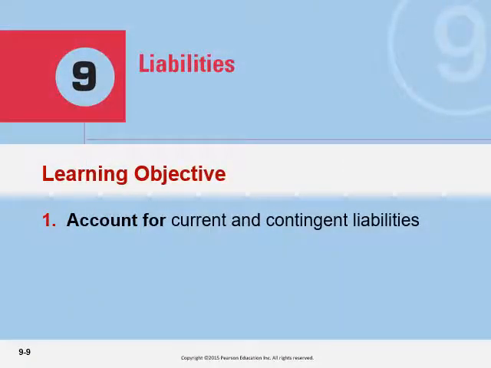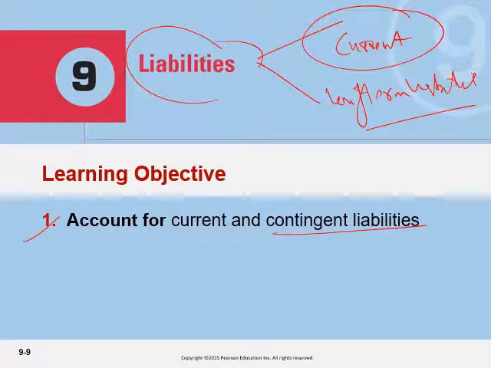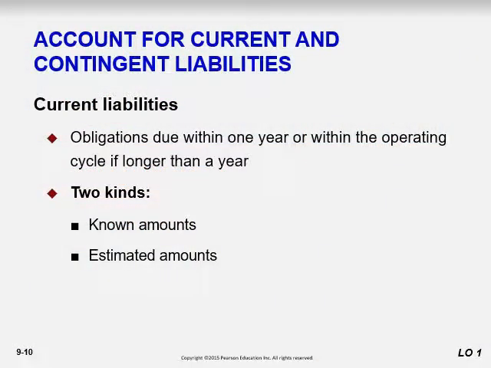So the next chapter is going to be on liabilities. Our first learning objective is accounting for current and contingent liabilities. There are two types of liabilities: current liabilities and long-term liabilities, right? So first we cover in this lecture current liabilities, and in the next lecture we talk about long-term liabilities and owners' equity chapter, right? That's going to be our last two lectures. Okay, so how are we going to account for contingent liabilities or current liabilities?